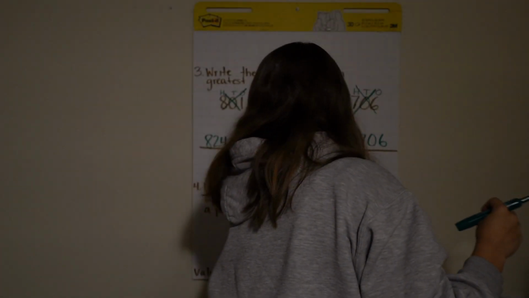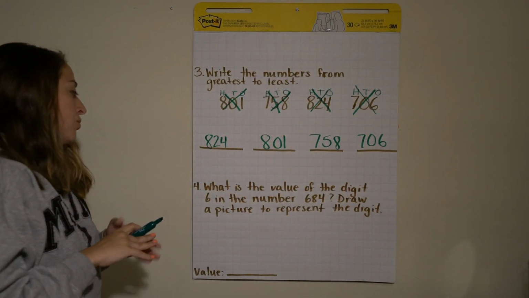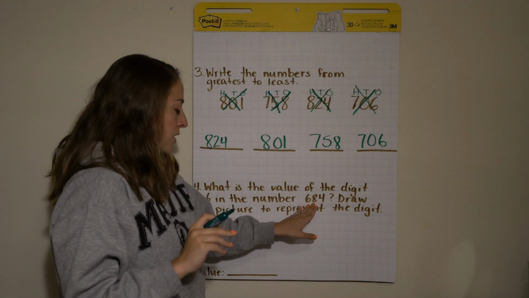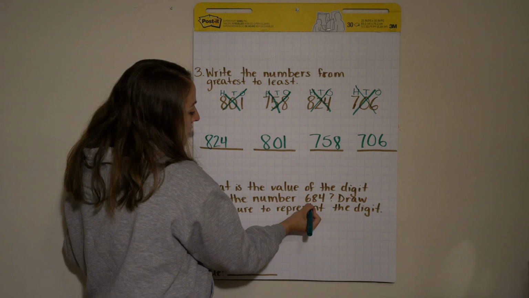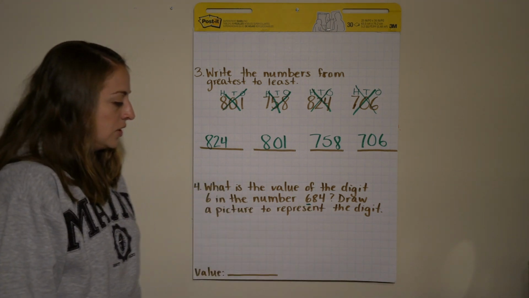Okay. You have to make sure that we draw a picture to represent the digit 6 for the number 684. So this is what we're focusing on. So we're going to draw a picture to represent that here. You can do that now.